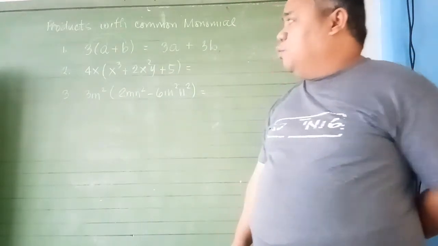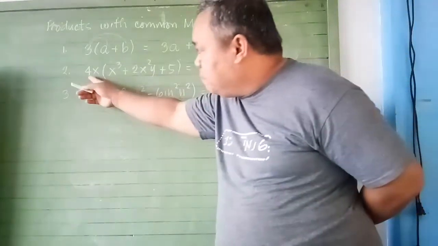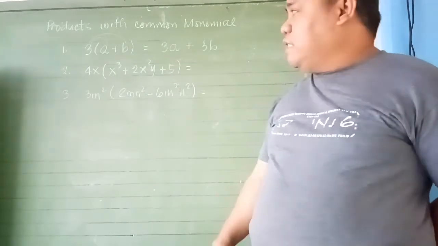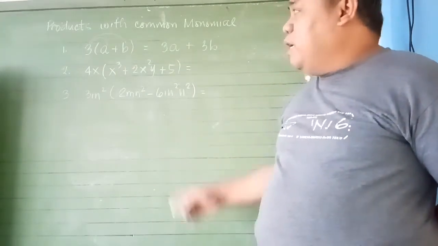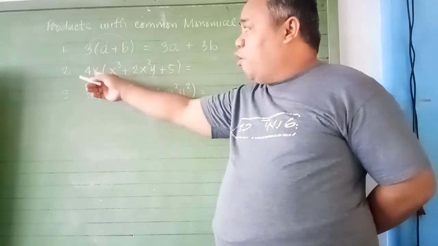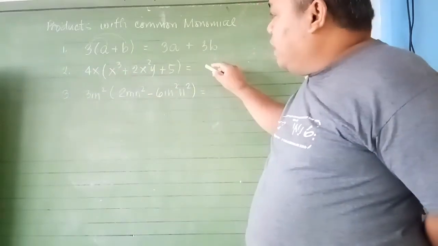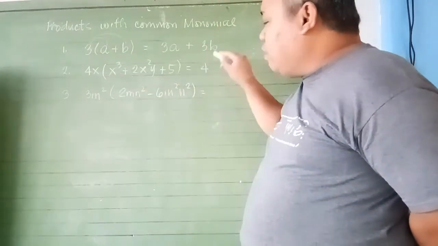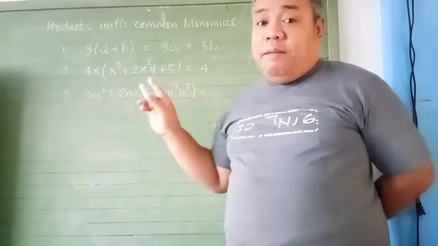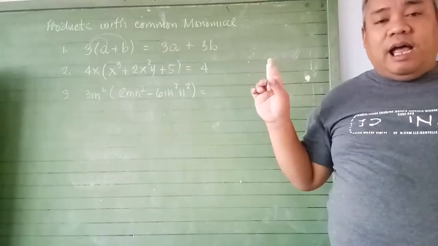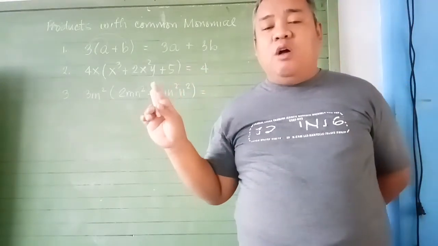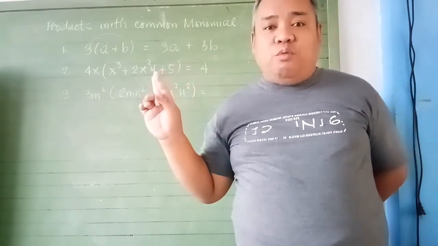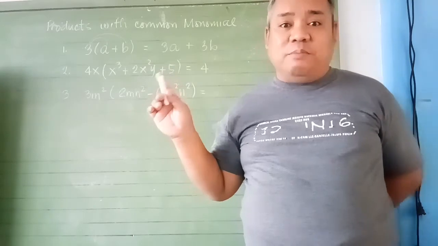Now what about number 2? Remember, the monomial here is 4x and the trinomial is x cubed plus 2x squared y plus 5. So again, what we have done in the first number, we're going to apply to the second number. So 4 times 1, that is 4. And then what we're going to do with the exponent? Remember in our first lesson, if we multiply a variable that has an exponent, all we have to do is add the exponents.